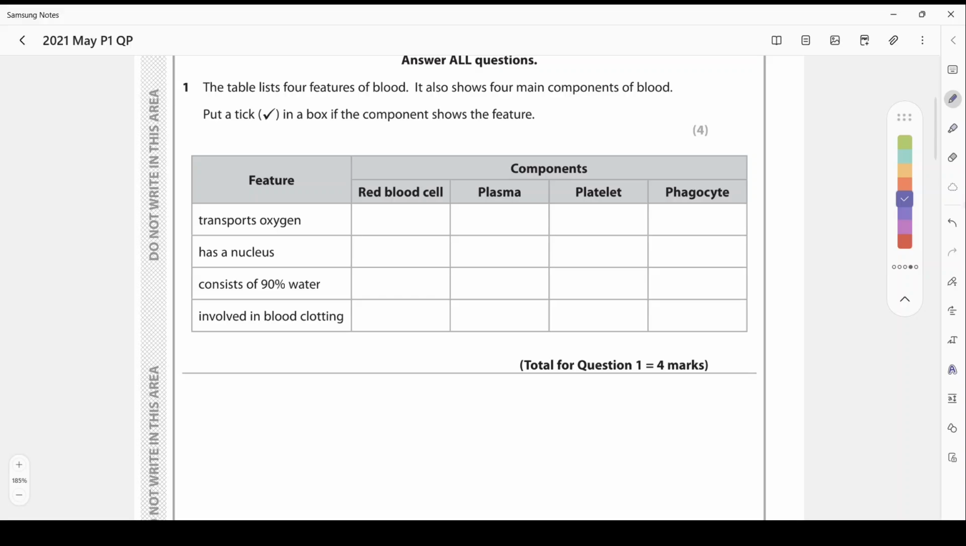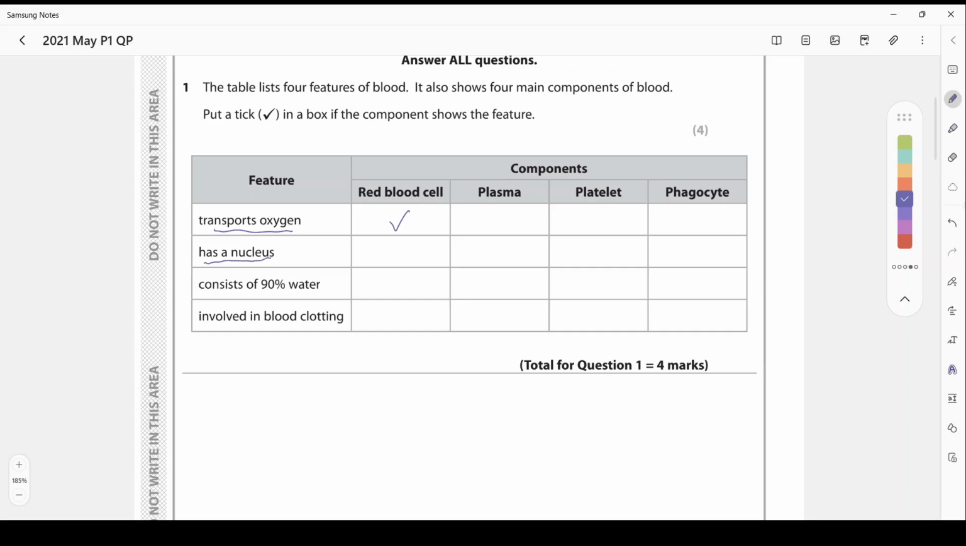Alright, so it says the table lists 4 features of blood. It also shows 4 main components of blood. Put a tick in a box if the component shows the feature. Let's start off with the first one, which is transport oxygen. That would be your red blood cells. Your red blood cells contain proteins called hemoglobin, and oxygen would bind to hemoglobin and it would transport it throughout the body.